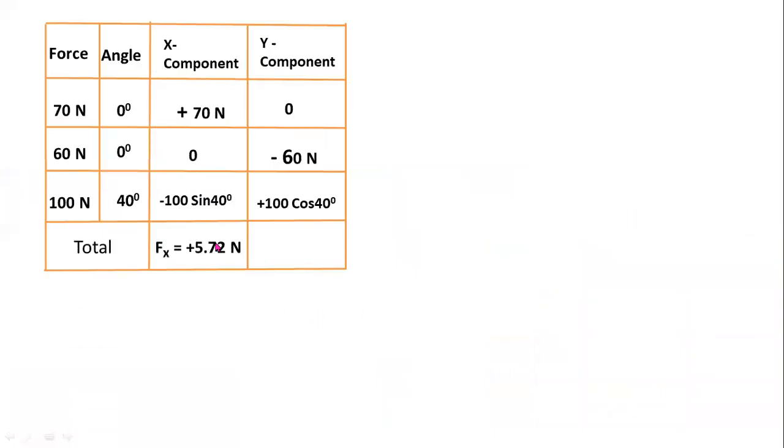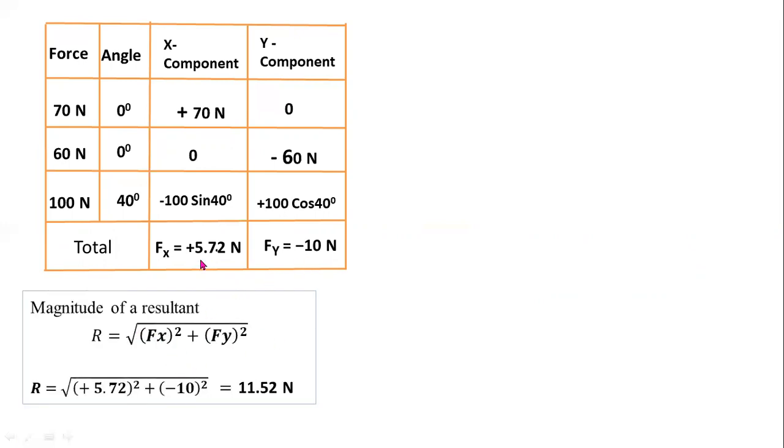So by adding these three forces, you can get the value of summation Fx. By adding these three vertical components, you can get the value of summation Fy. These two are the horizontal and vertical forces. Now you have to convert these two forces into a single force. That means resultant. Resultant is the single force.